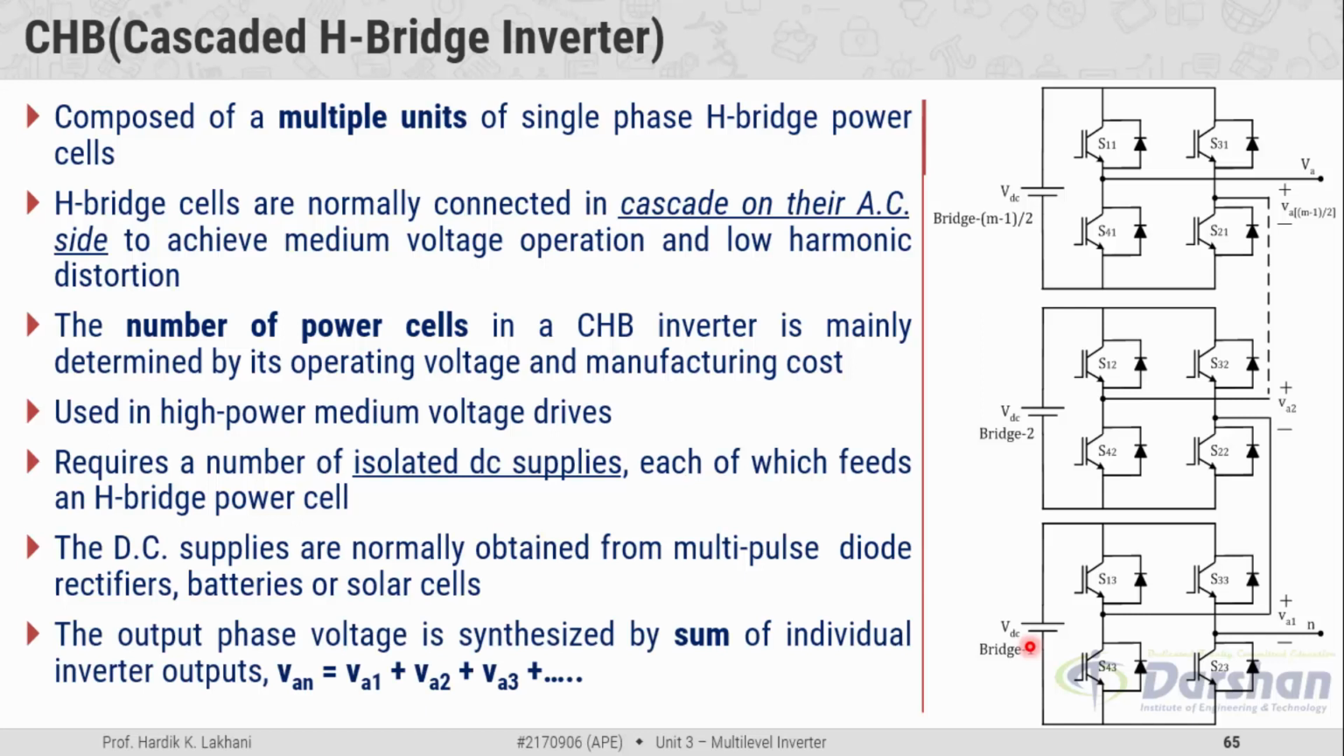The output phase voltage is synthesized by the sum of individual inverter outputs, which states that the output of the first bridge plus the output of the second bridge plus the output of the third, and so on up to the output of the last bridge. When all the outputs of the individual bridges are added together, we can have the final output voltage VAN between these two terminals.